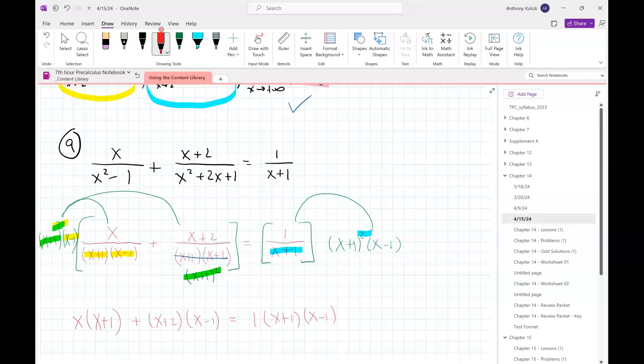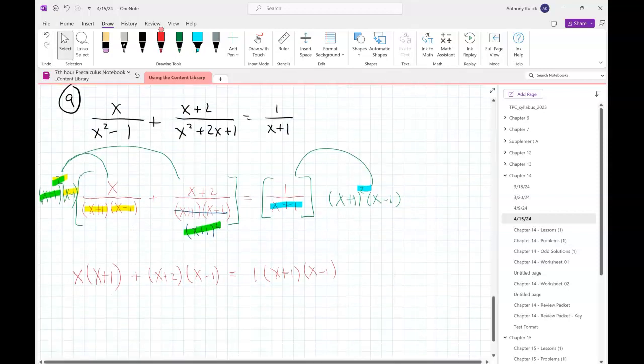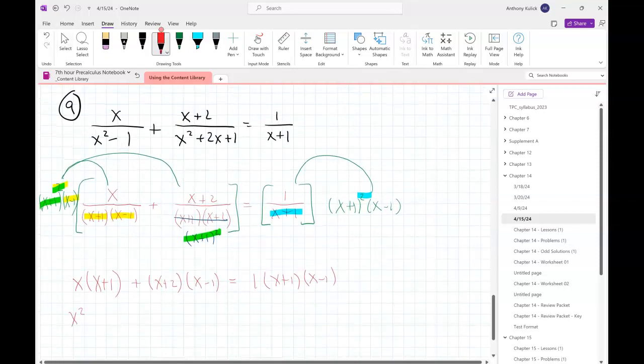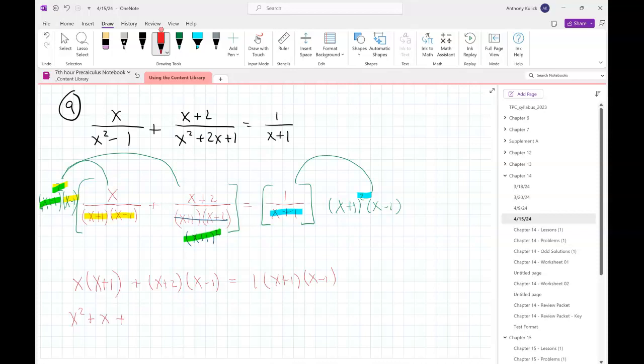Notice that no denominators are left. Yay! What should I do now? I'm going to multiply things out. So I distribute the x through on the first term. I'm going to FOIL out the second term. And then FOIL out the right-hand side.